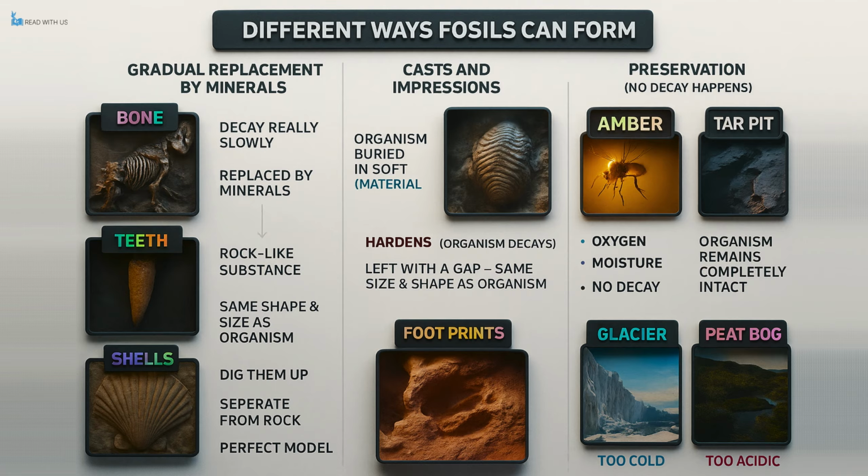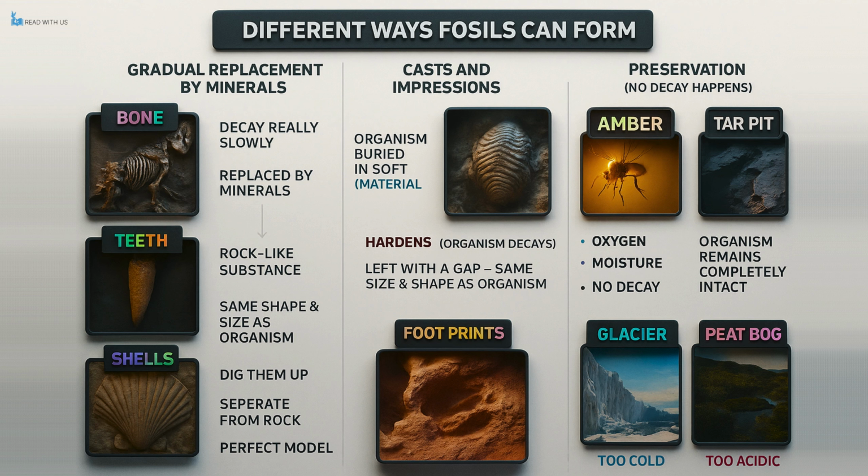The second type includes casts and impressions which form when an organism becomes buried in soft materials such as clay. As time passes, the clay hardens around the organism, and when the organism itself decays away, it leaves behind a hollow space or mold that exactly matches its shape and size. These casts are particularly common for things like burrows made by animals or the root systems of plants. Impressions, on the other hand, are made when organisms leave behind physical marks such as footprints or leaf outlines in soft ground, and these marks are preserved as the material hardens over time.